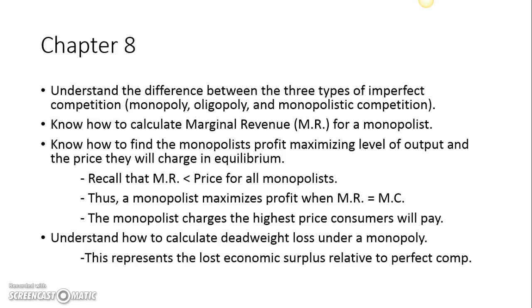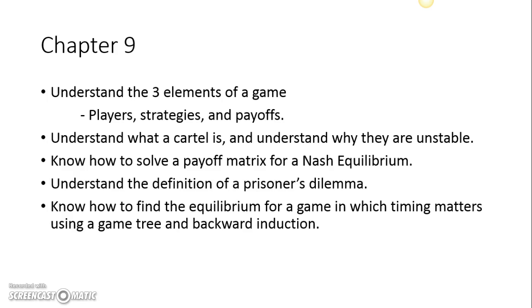Also understand how to calculate the deadweight loss created under a monopoly. So remember, we're talking about market failures now, and so understanding how to calculate total surplus under a competitive firm and total surplus under a monopoly is going to be also, again, critically important. And so remember, deadweight loss is that little triangle, and the formula for calculating the area of a triangle is 1/2 base times height. Then we moved into Chapter 9, which is game theory.